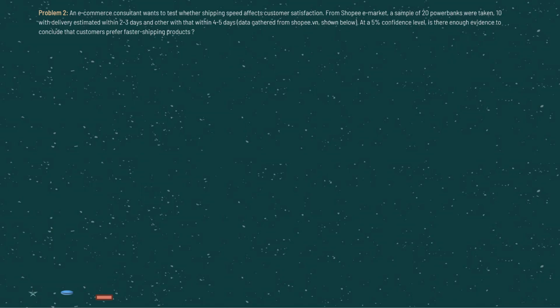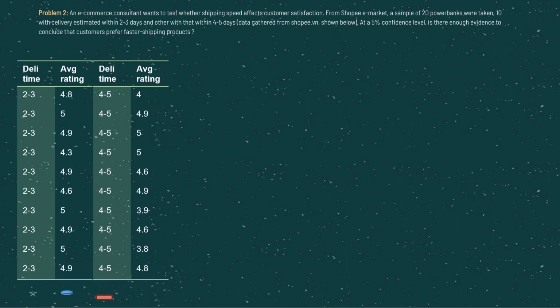We have 2 samples we're working on, the fast and slow, which is why we're using the 2 sample independent t-test, or 1 till 2 sample t-test. They're just the same. And we have our null hypothesis here, which is mu fast is equal to mu slow, and the alternative hypothesis, which is mu fast is greater than mu slow.